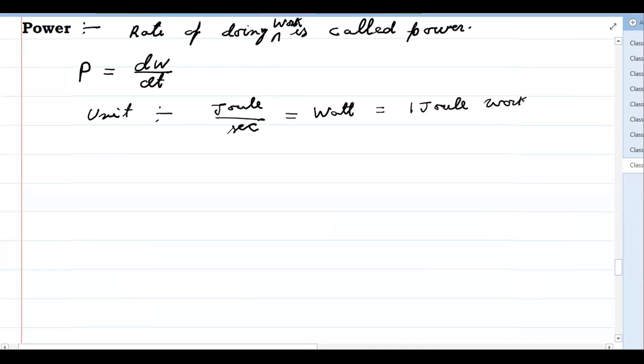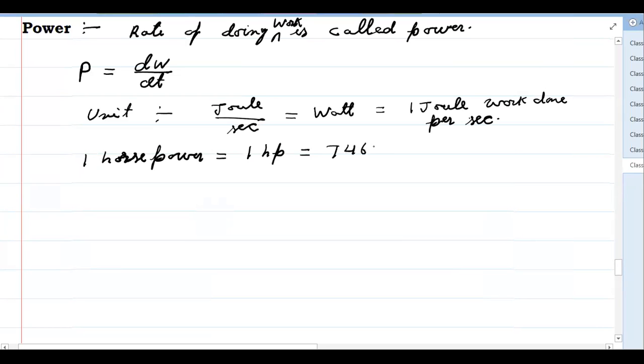1 joule of work done per second. So this is the definition of watt. And you will see a different unit. There is one more unit that is called horsepower. So what is this horsepower? It is written in short as HP, and it is 746 watt.